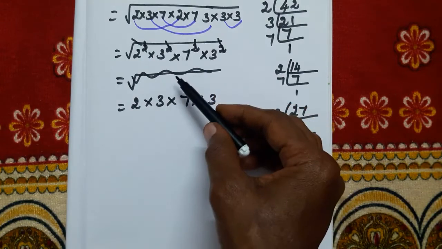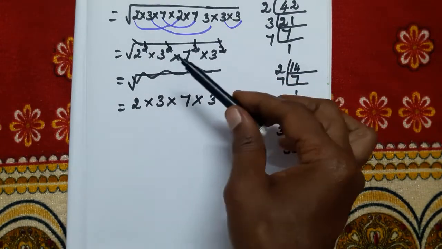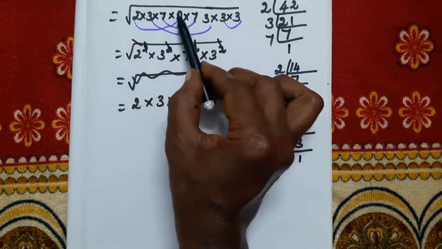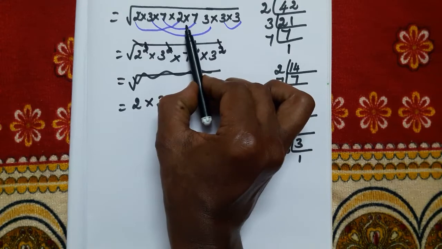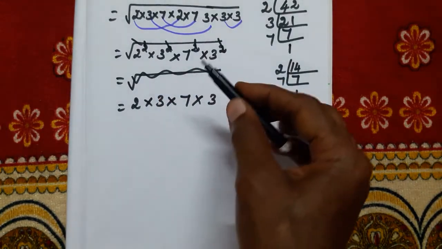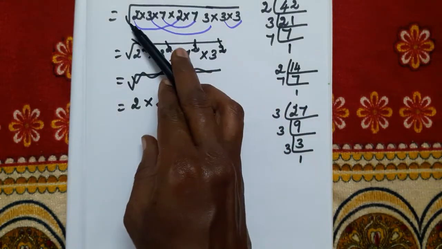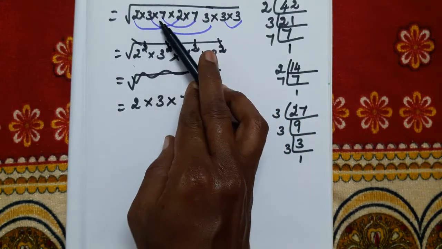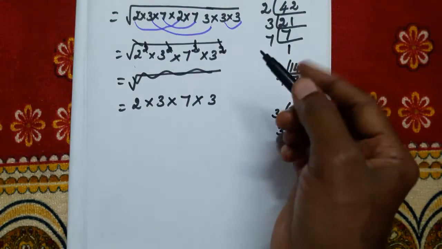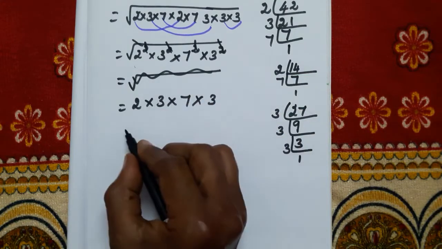After multiplying, you can factorize too, but that is difficult. For that, before multiplying, you can factorize. 42 factorizing gives 2 into 3 into 7. 14 gives 2 into 7. 27 gives 3 into 3 into 3. Now we take the pair numbers together: 2 square, 3 square, 7 square, 3 square. So we are getting 2 into 3 into 7 into 3.